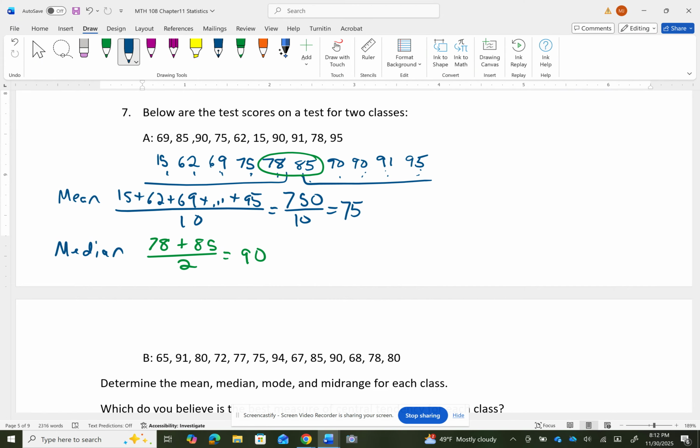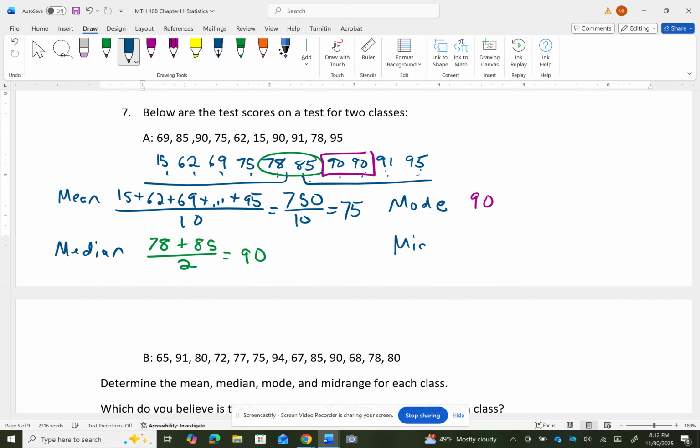All right, now for the mode, I'm just going through my data set and I'm looking for the one that occurs more than once, if there is one. So here are 2 90s, so the mode of this data set would be 90. Okay. And then for mid-range, that's the one that's the least familiar typically.